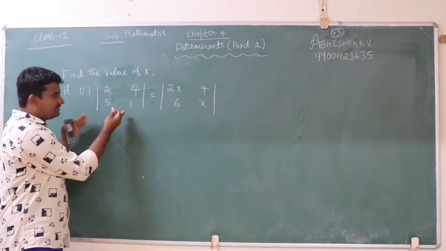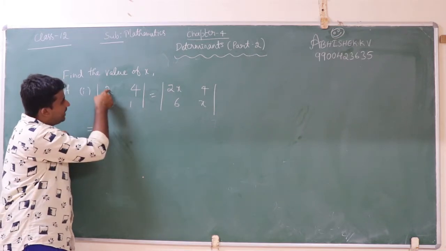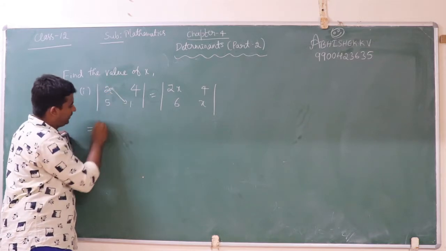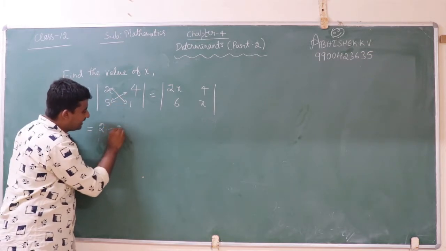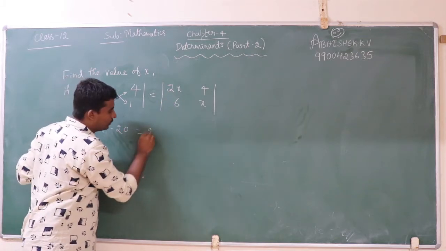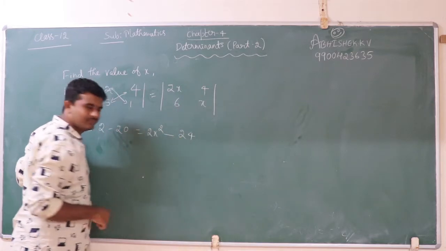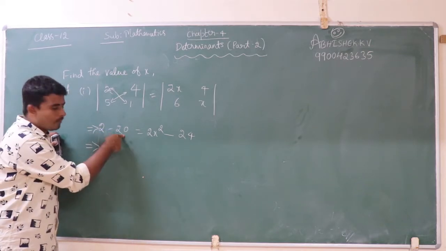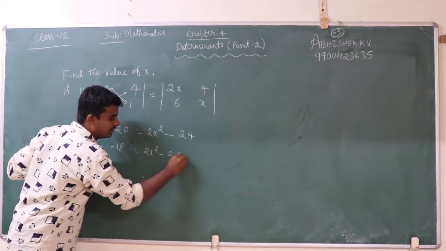X. Since it is a 2 cross 2 matrix, the determinant of this is given by the product of diagonal elements, that is 2 into 1, 2, minus the product of anti-diagonal elements, 5 4s are 20. This is equal to the same thing: 2x into x, 2x square, minus 6 4s are 24. Is it clear? This implies 2 minus 20, minus 18, is equal to 2x square minus 24.